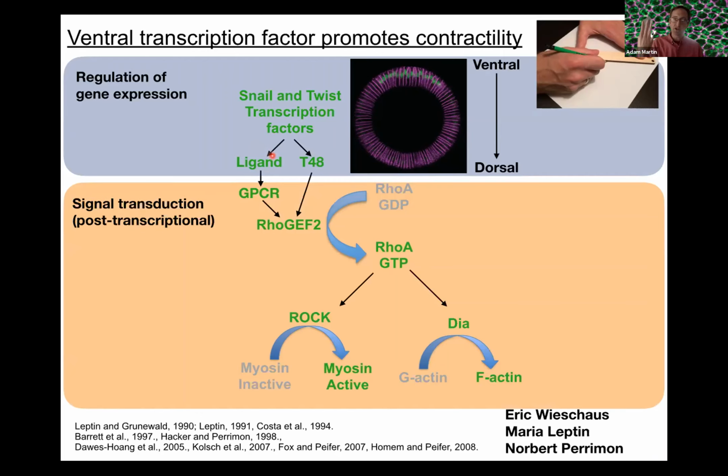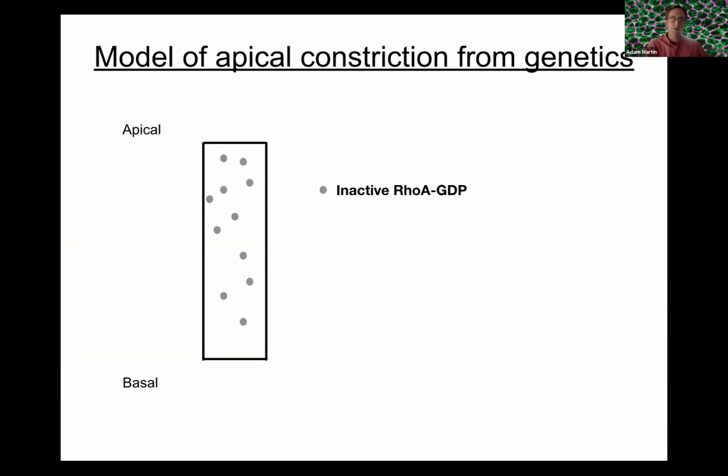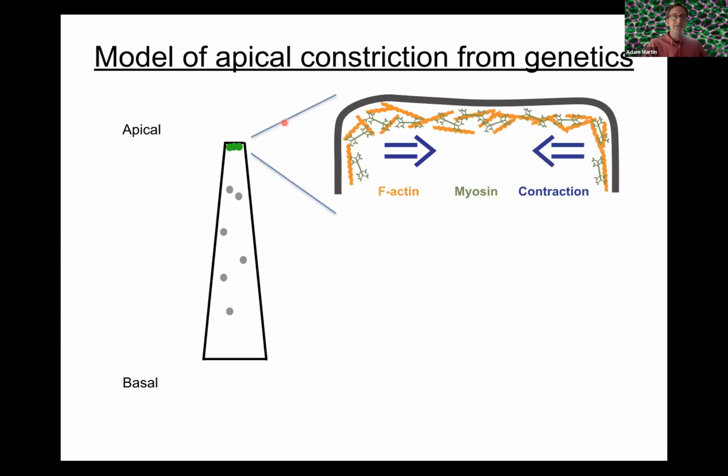Okay, so this is the genetics of it, but as Robert Insall said yesterday, the genetics only gives you a limited understanding of the actual mechanism. And I guess the picture that arises from genetics is the following: you have a cell expressing Snail and Twist, and it leads to the expression of a signaling molecule that's secreted apically, and that apical signal would then lead to the activation of Rho on the apical side of the cell, and that activation would then lead to actomyosin activation and apical constriction. Okay, this is the model from genetics. Okay, makes a lot of sense.